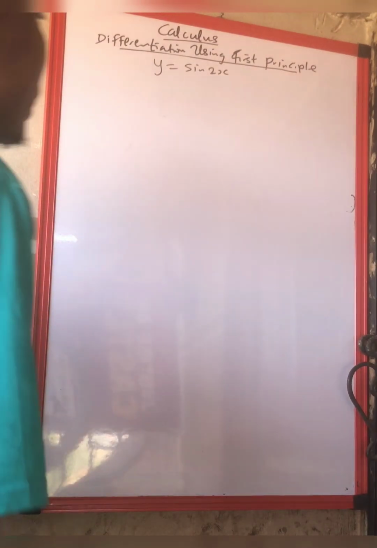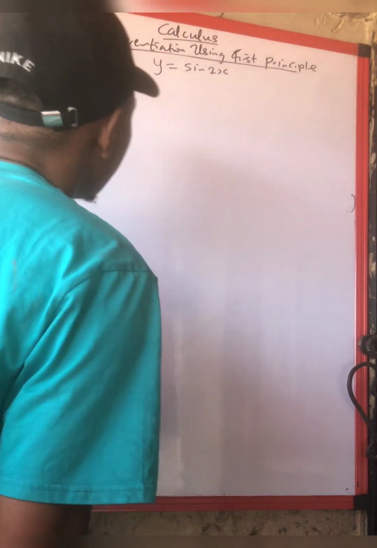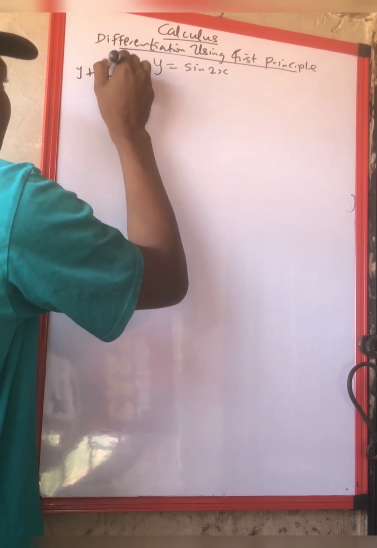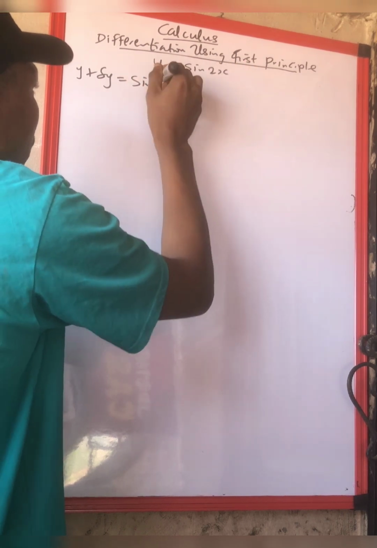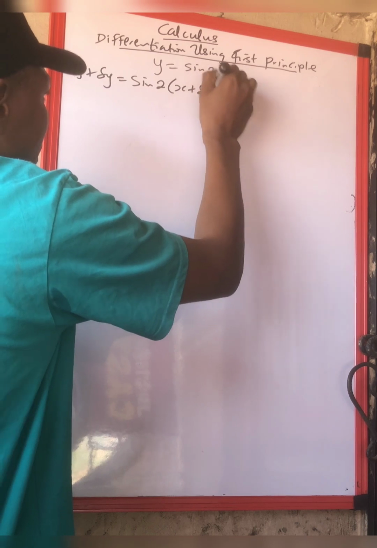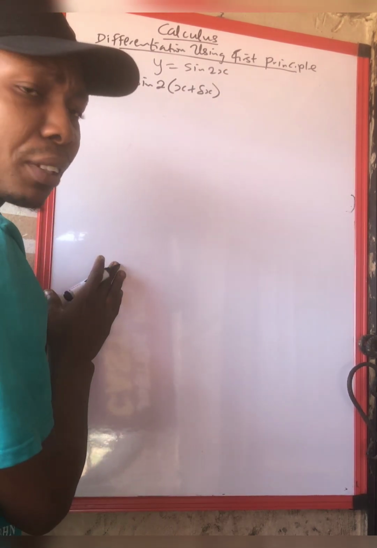Alright, we have another question here. We have y equals sine 2x. Now, how do you go about that? Whenever I differentiate, y plus change in y equals sine 2 times x plus change in x. From there, you make change in y the subject of the formula.